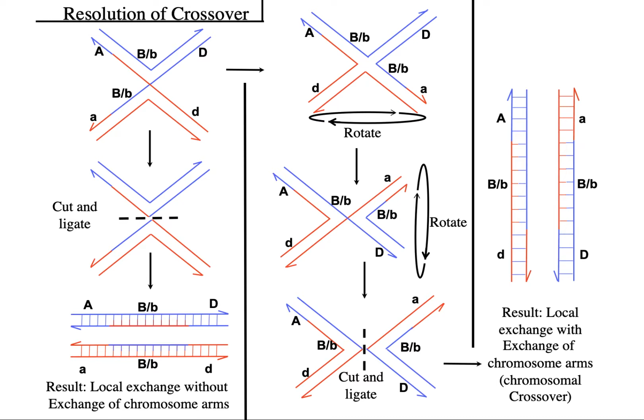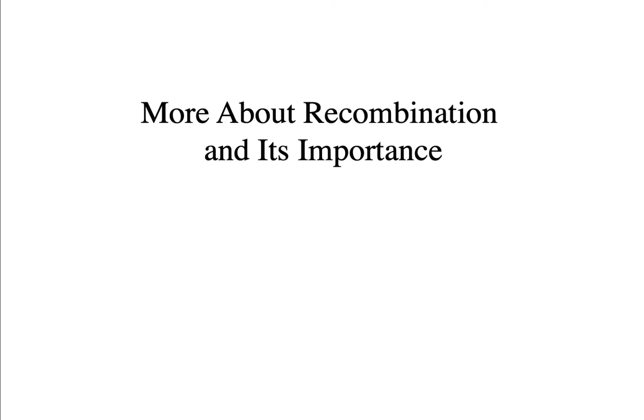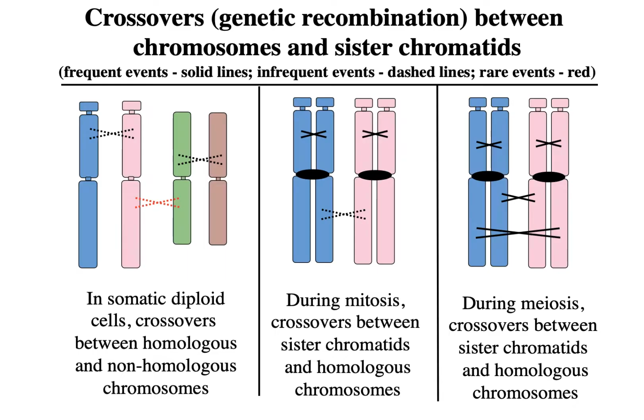But the recombination systems are so much better than ours. It can actually reconstruct by recombination the entire genome. So next I want to talk just a little bit more about recombination and its importance to organisms and evolution. As I showed a little while ago, recombination occurs much more often than people realize.